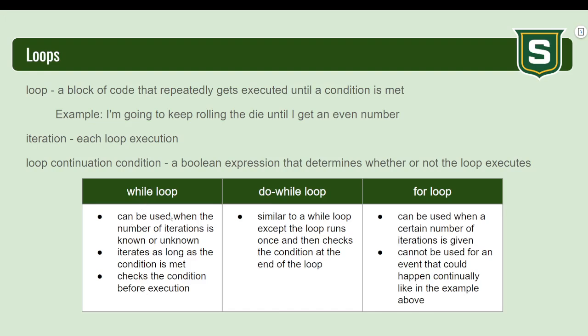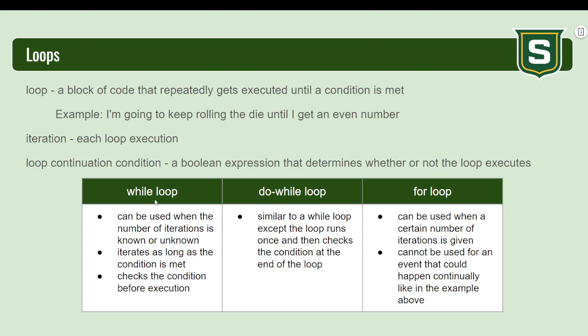A while loop is good when you don't know how many iterations you're going to need. It can be used if you do know the number of iterations, but it can also be used when you don't. For instance, in the example up here, I'm going to keep rolling a die until I get an even number. That might happen on the first roll, or on the 10th roll. We don't know, so we would have to keep looping until that condition is met.